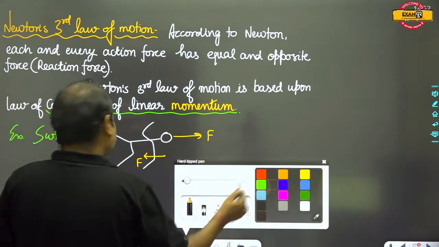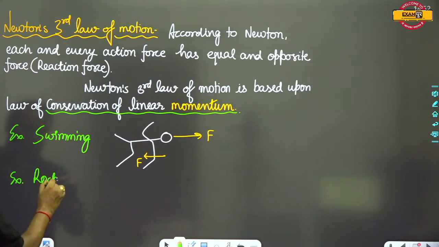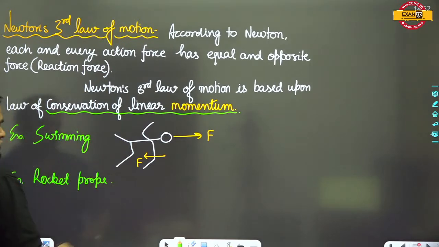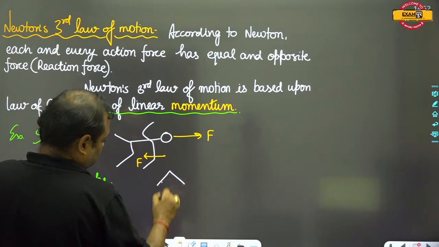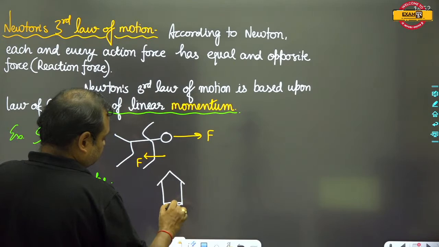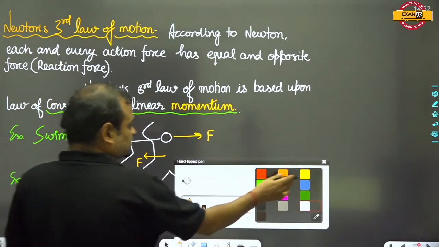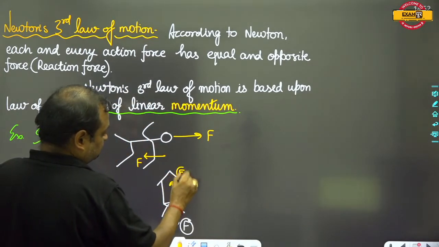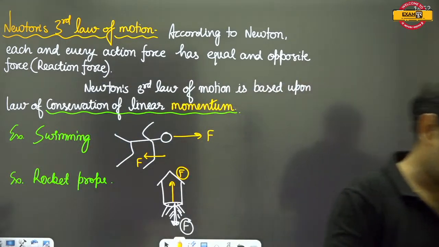Now another example, rocket propulsion. I have already explained that hot gases come out of the rocket with a very huge backward force. This force is known as action force, and due to this action, the rocket gets an equal and opposite force, and this is known as reaction.